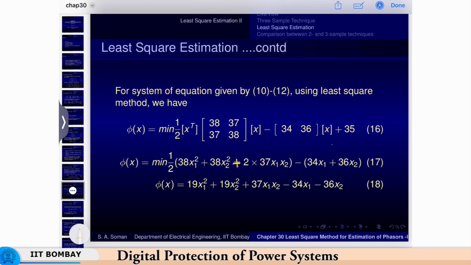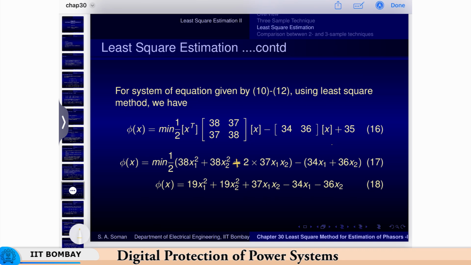Now, having seen it with an example, let us get back to our problem of estimation of phasors. We will look for some generalized solution. Our system of equations is represented in matrix form by B is equal to Ax plus E, where E represents the noise. A is the constant matrix, which consists of the sin thetas and cos thetas, and B is the measurement vector. X is our Vm cos phi and Vm sin phi.